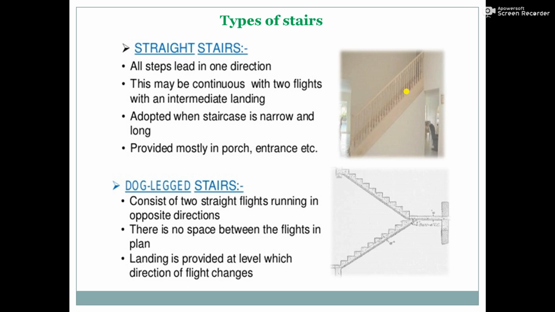So it is provided mostly in the porch, entrance, etc. Second, that is the dog-legged stairs. These types of stairs are usually used in all types of residential buildings. It consists of two straight flights running in opposite directions.